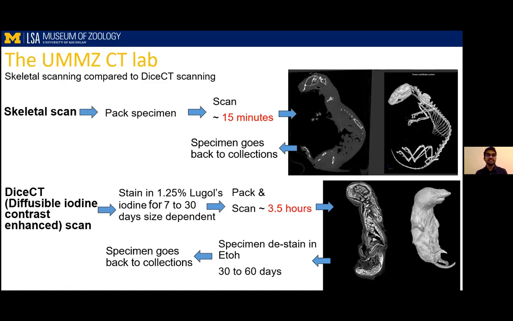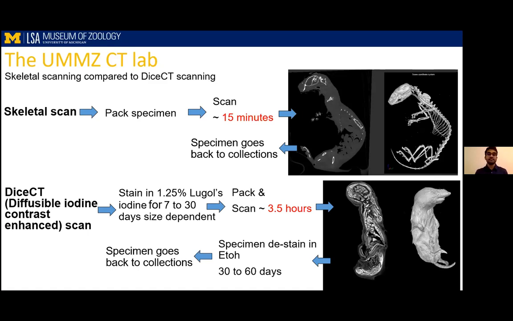For a DiceCT scan, it is quite a bit more involved and requires quite a bit more prep time because the staining takes about 7 to 30 days, depending on the size of the specimen. It is a passive process, so we essentially put the specimens into the stain and allow the iodine to slowly bind to the specimen. The scan then takes about 3.5 hours.